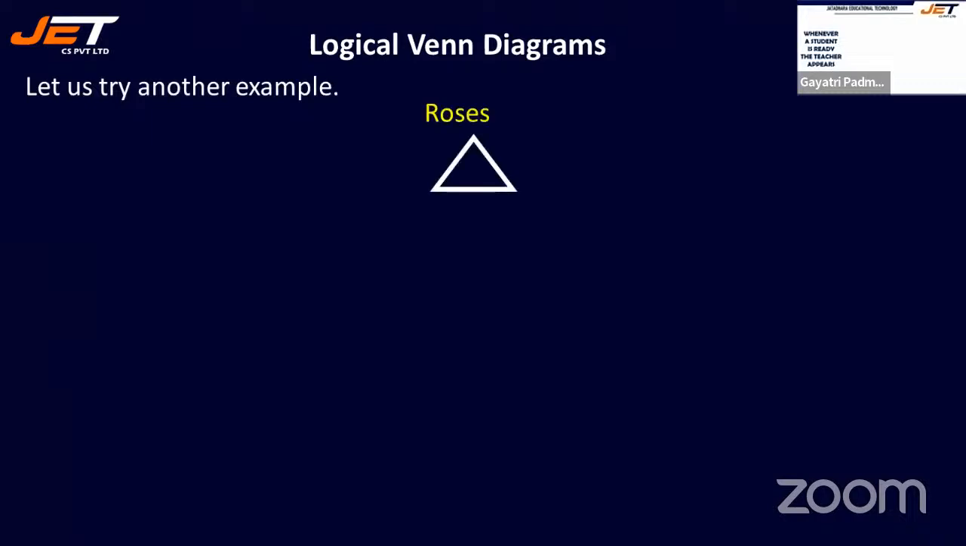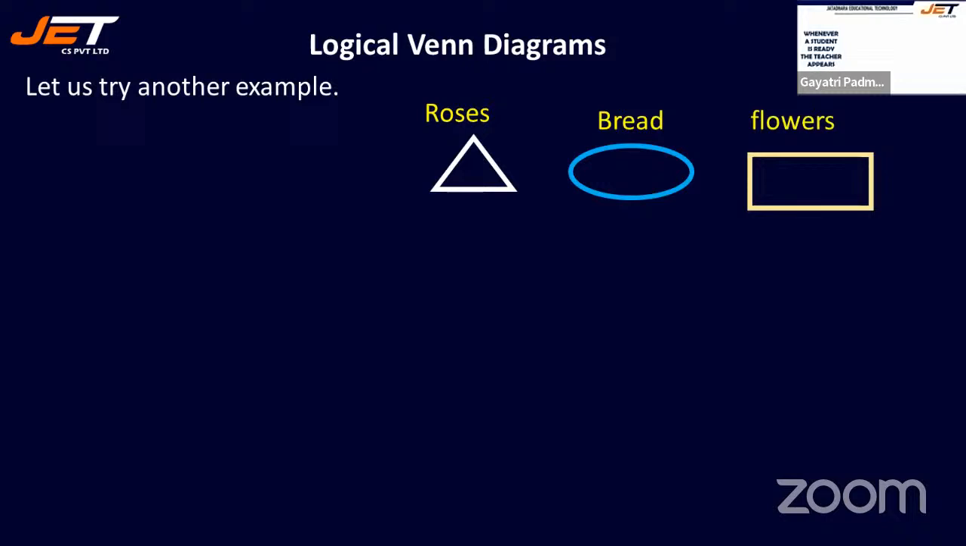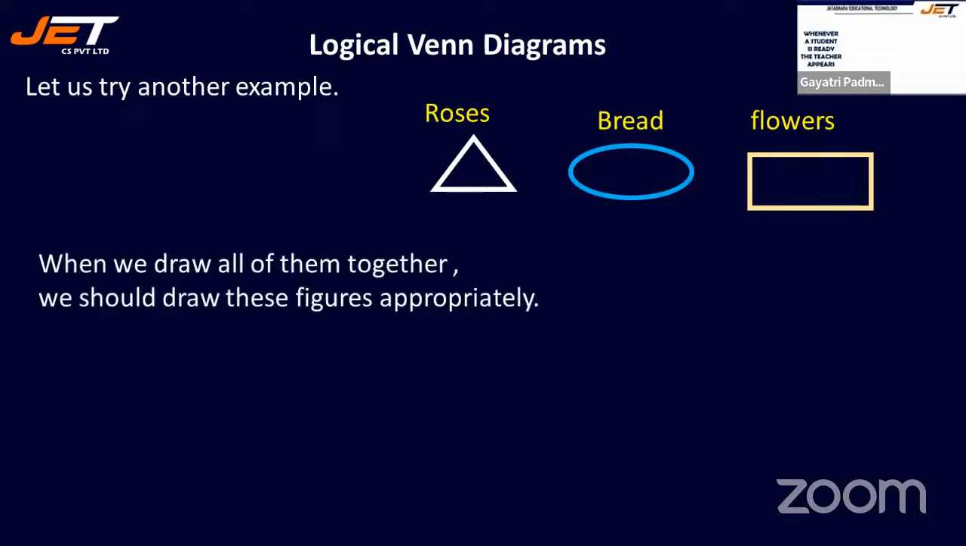Right. Now, let us try another example. Here we have roses and we have bread. Roses are represented as triangle. Bread is represented as oval. Flowers is represented as rectangle. Now, when we draw all of them together, we should draw these figures appropriately.